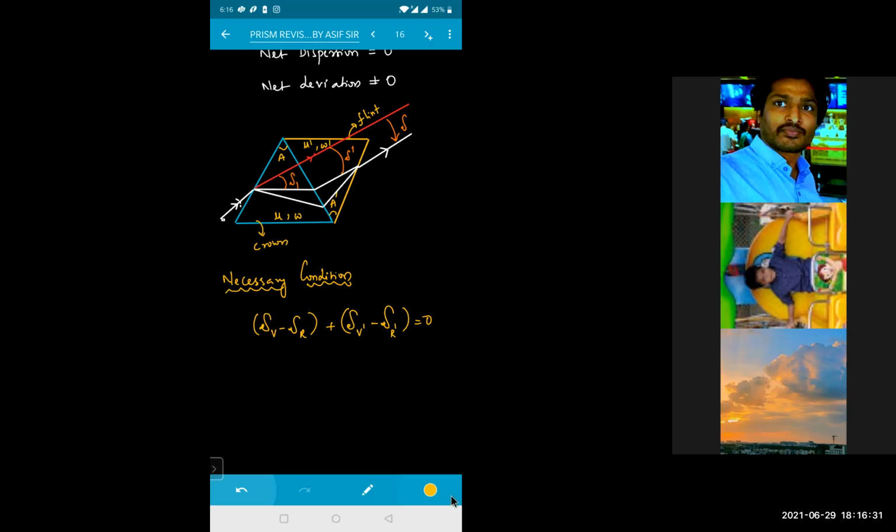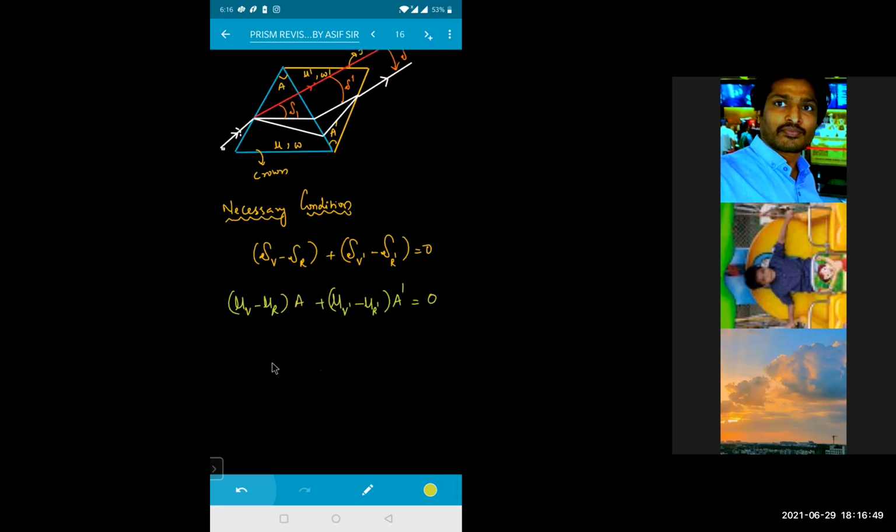Now can I write this in terms of refractive index? (μv minus μr) into the angle of the prism A, plus (μv' minus μr') into the angle of the prism A', will be equal to zero. If I take this to the other side, A' is equal to minus (μv minus μr) into A divided by (μv' minus μr'). Very important formula. Can I write like this?